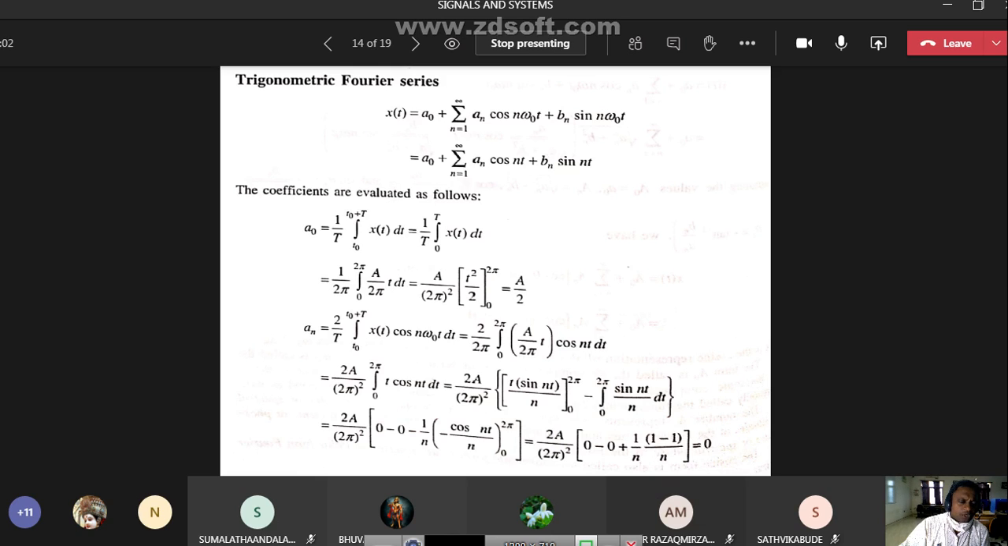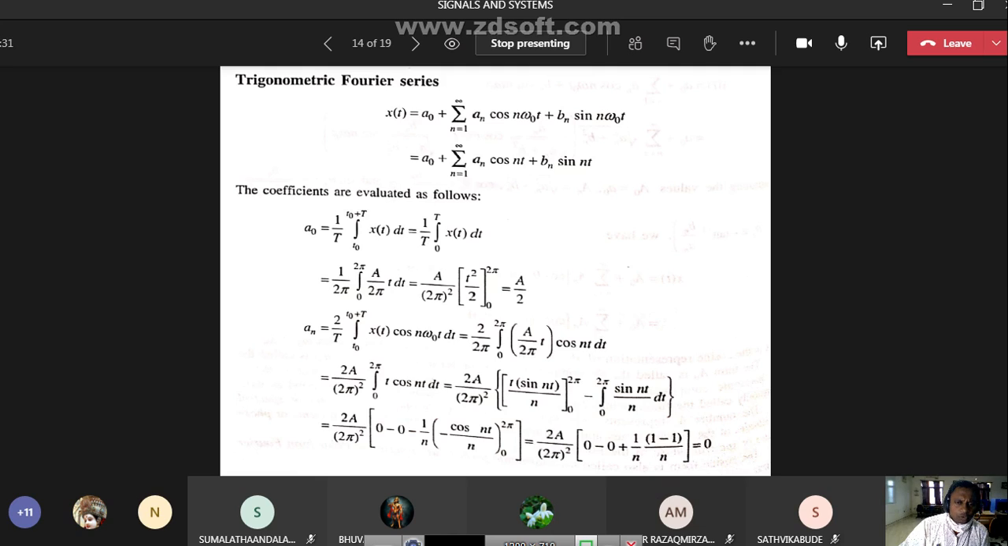DC component కనుక్కోవడానికి ఫార్ములా ఏమి? 1/T integral t0 to t0 plus T x of t dt. So that 1/T we write as it is, and 0 to T for x of t dt, because here t0 to t0 plus T ఉన్నది, దాని అర్థం ఏంటంటే it is one period, so that one period we will take from 0 to T. Okay, so now what is the time period? Just now we calculated in the previous slide, that is 2 pi.